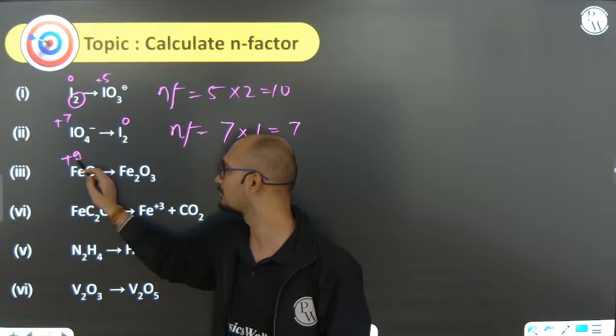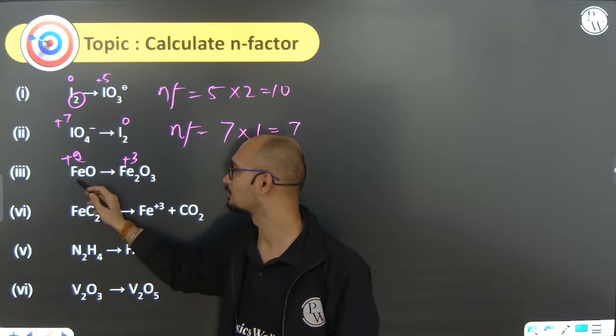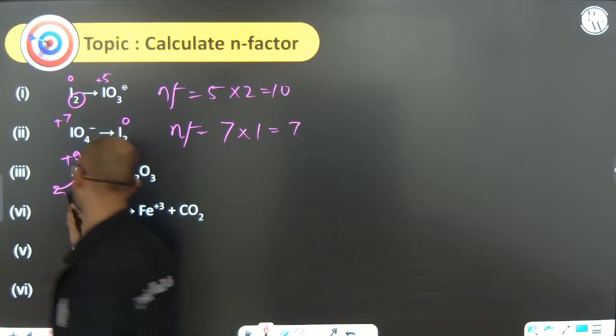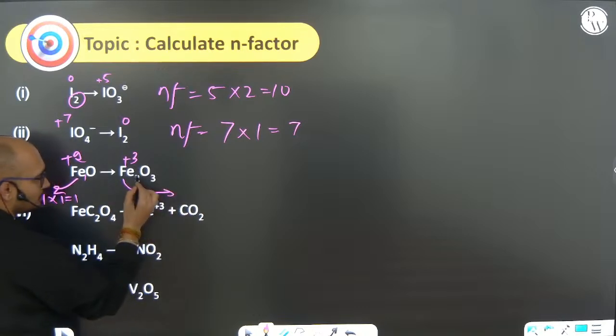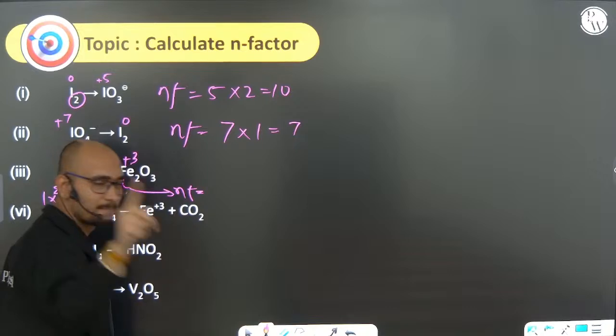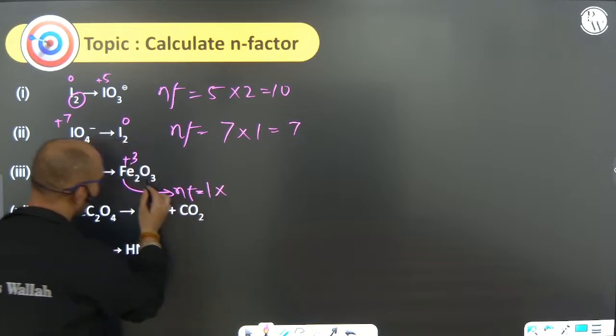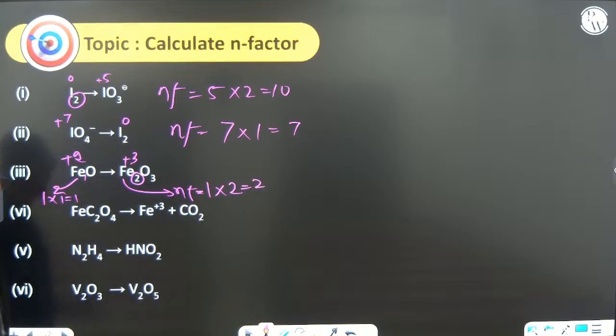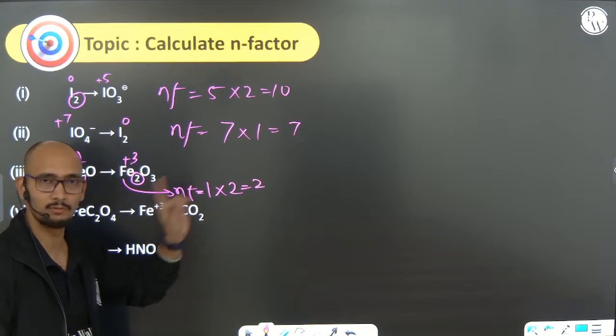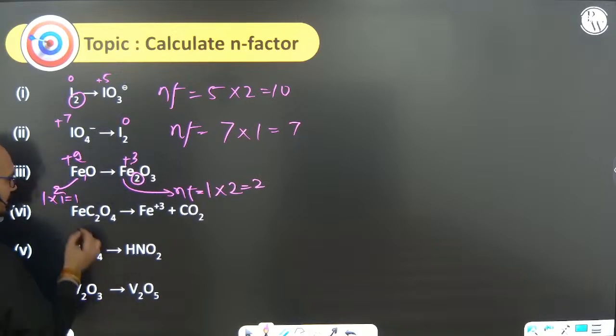FeO, that is how much? +2 converting into +3. So for FeO, the change will be how much? Change 2 to 3 is how much? 1. How many irons are there? 1. 1 ones are 1. But what about Fe2O3? What is the n factor? I can see the 3 to 2. How much is the change? 1 is the change, multiplied by how many irons there are? 2. So it will be 2. So please do not assume that every time the n factor for both substances will be the same. No. Please take care about that.